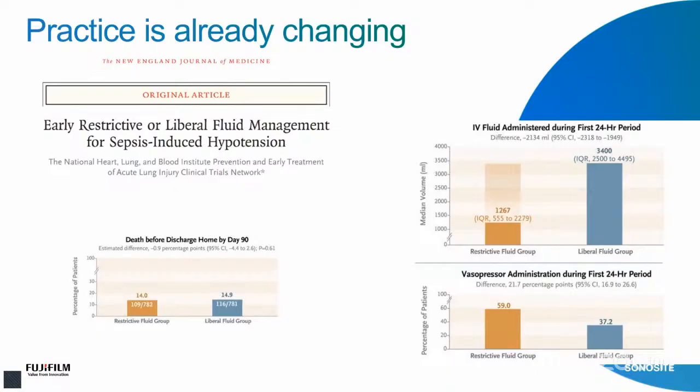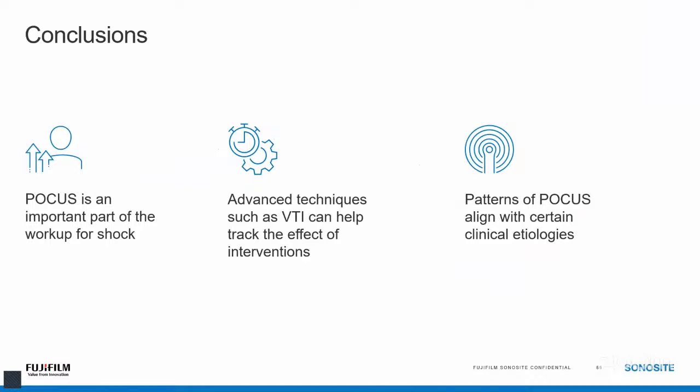Those patients around the edges where I think another liter really will hurt them, or will they really be hurt by the escalating vasopressors that are on, those are the patients where we want to think about, hey, can I use POCUS in order to differentiate their fluid responsiveness status? So pulling this all together, I like to think of point-of-care ultrasound as an important part of the workup for shock.